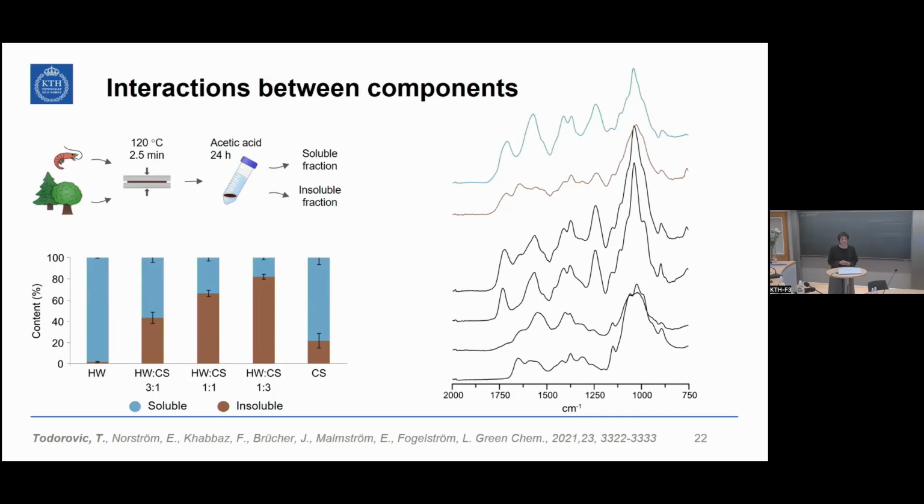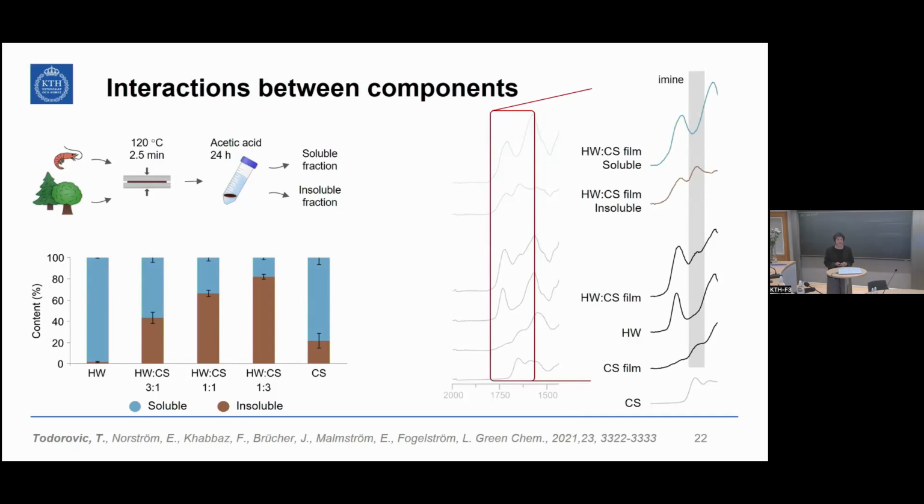If we look at the FTIR now of these fractions and focus again on the region where imine bonds should appear, we can see that the peak is present in the insoluble part, but not in the soluble part. But what is more interesting is that when we look at the peak that corresponds to the carbonyl groups in hemicelluloses, this peak was present both in soluble and insoluble parts of films.